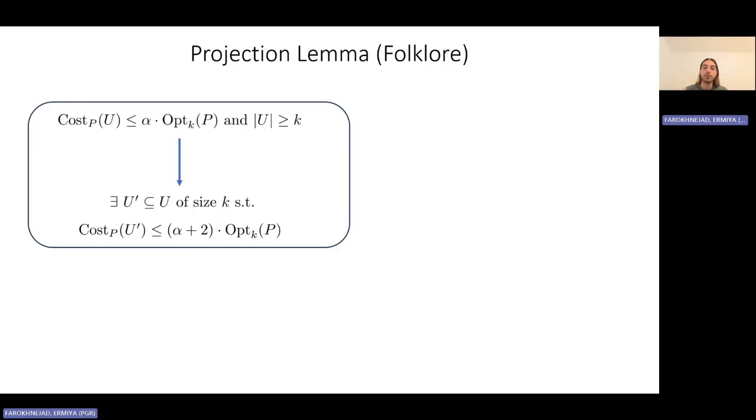This means that if we have a solution which is already good, but its size is greater than K, so it's not feasible, it is always possible to remove some of the points from this solution to reduce the size to exactly K, and again have a good approximation for optimum K median. This is one conclusion from the projection lemma.